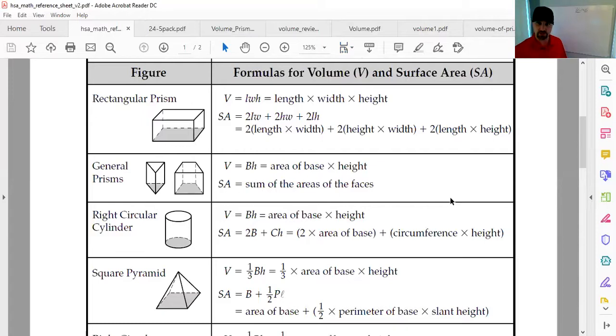Volume is definitely going to be on the test. I can guarantee you're going to have probably at least a couple of volume problems, and they are so doable that you really have to get them right. And you can, you all can, I know you can.